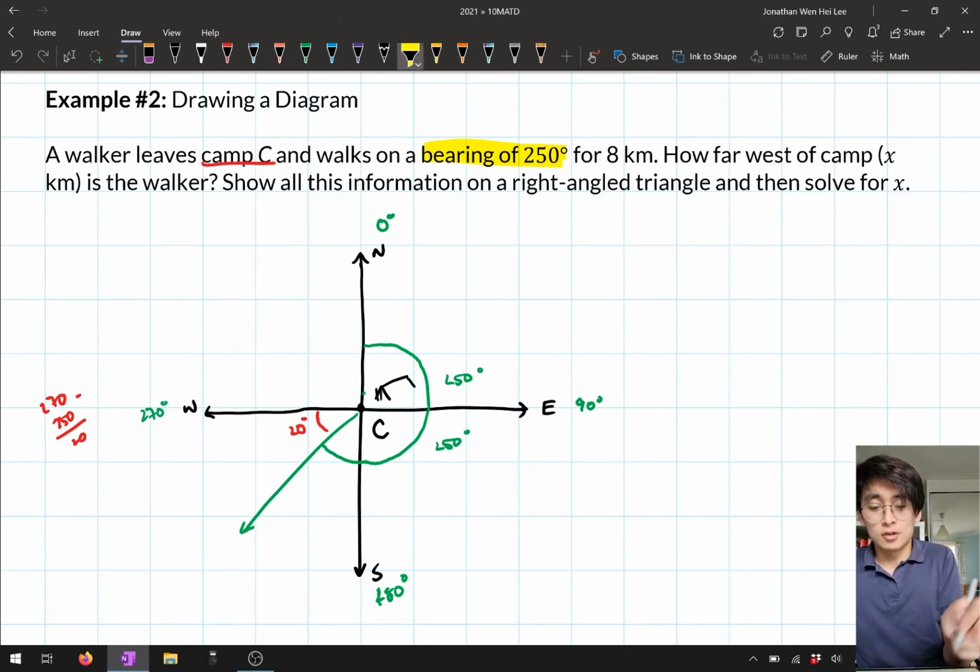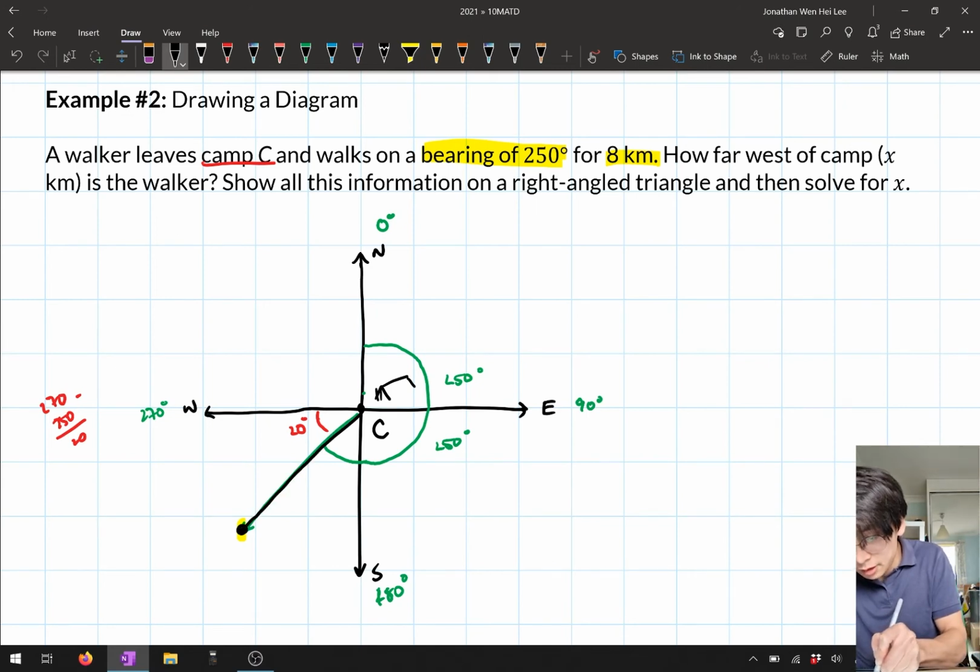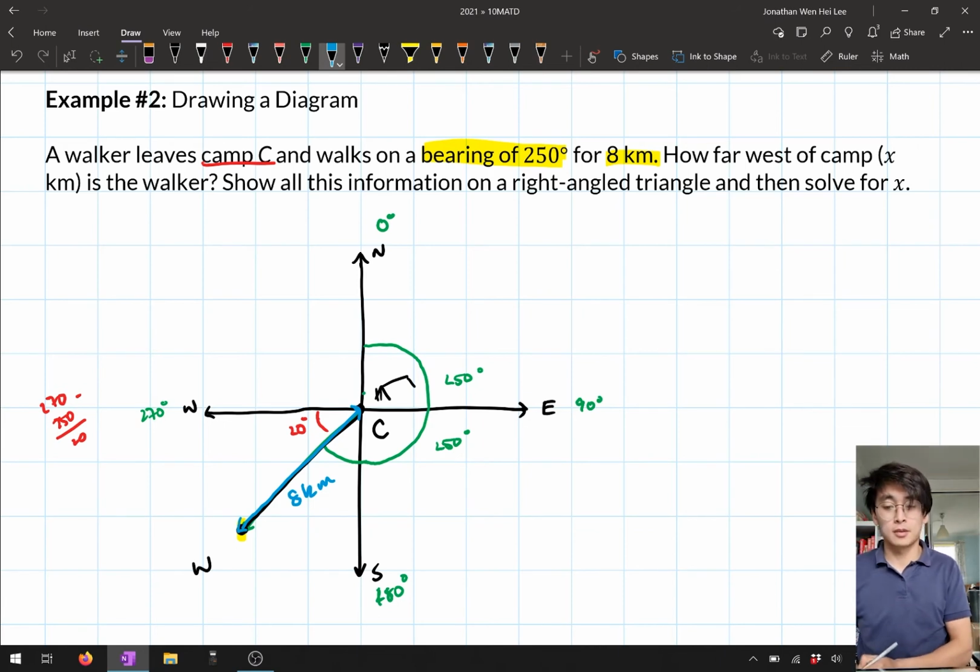They go in this direction for 8 kilometers. So what I'm also going to label on my diagram is this length over here from my point where the walker has left. Let me put W for the walker. This length is 8 kilometers. So this length from here to here is 8 kilometers.